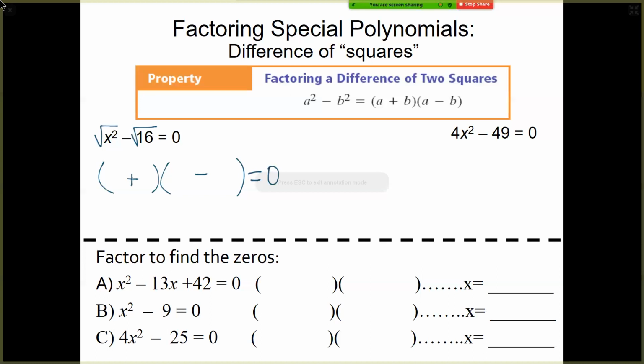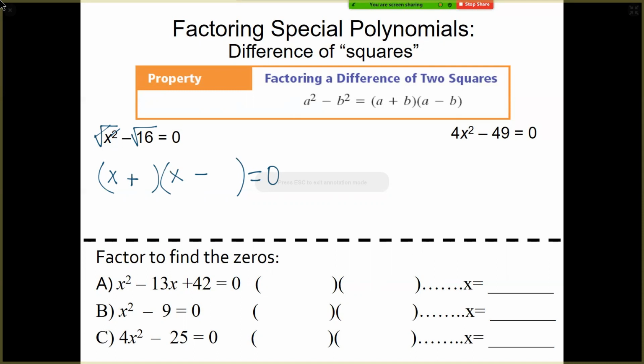What is the square root of x squared? Well, the square root and the squared cancel, leaving you with just x. That x goes first in both sets of parentheses. You don't write both of them in the first set.